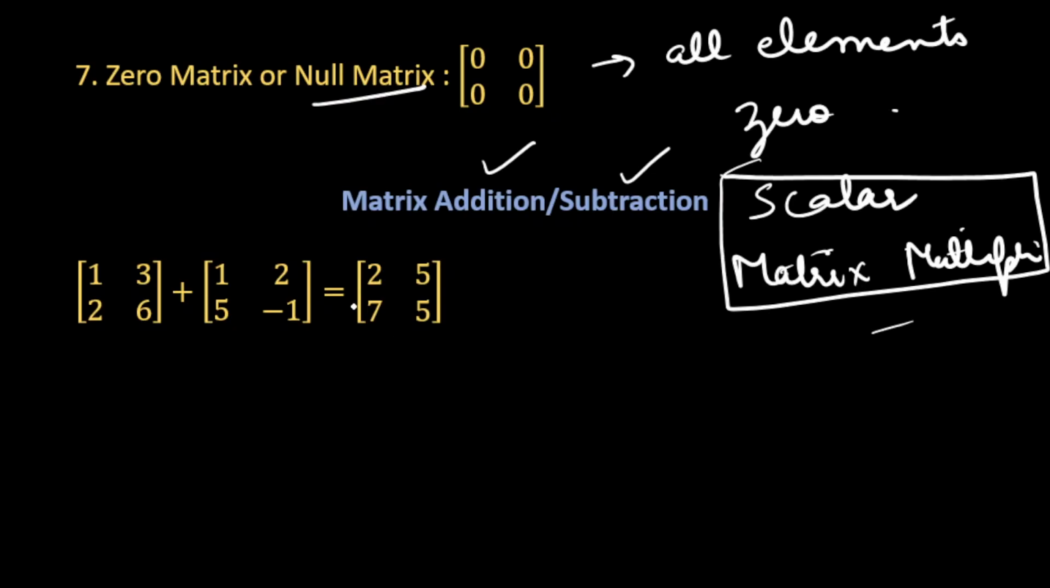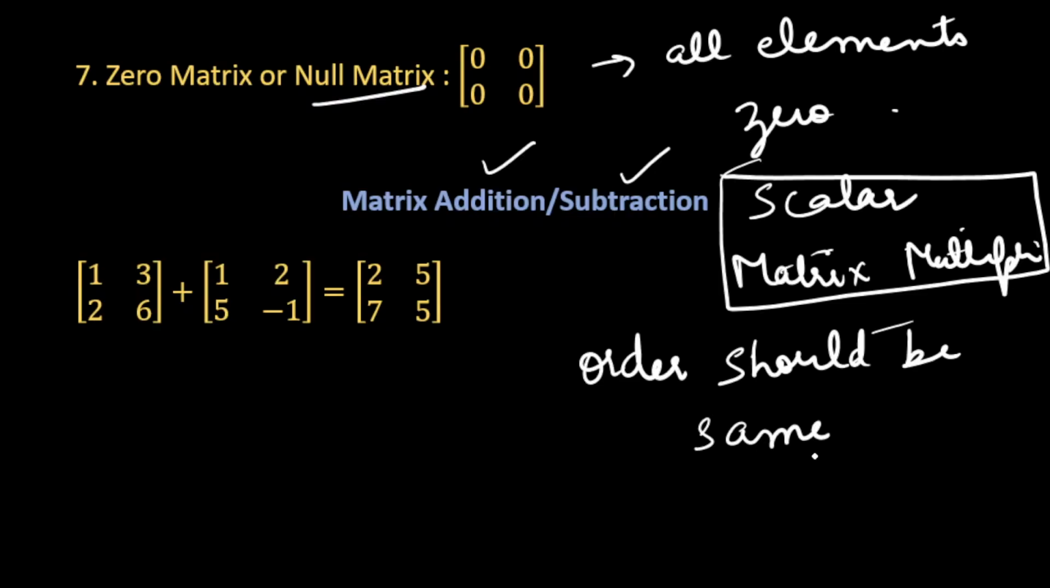First thing you have to see: whenever you have to add or subtract two matrices, the order of both matrices should be the same. Like the example I have given here, suppose this is matrix A and this is matrix B, and we have to add them. First of all, we check their order. This matrix has 2 rows and 2 columns, so 2 by 2, and the other is also 2 by 2. So we can add them.